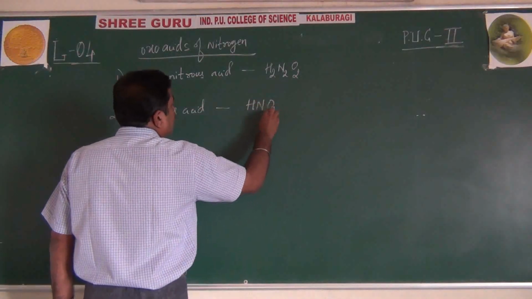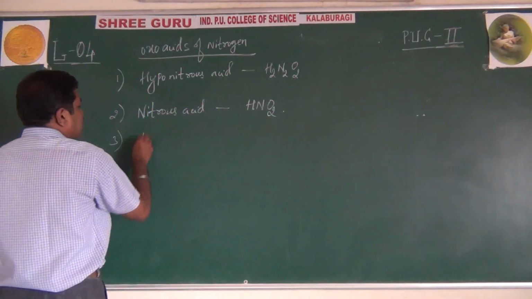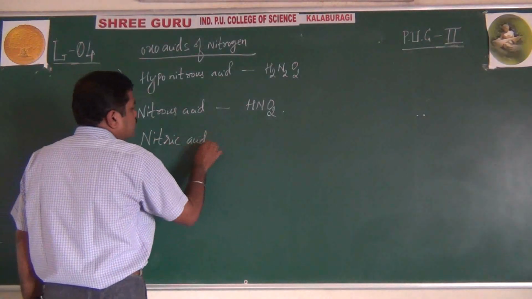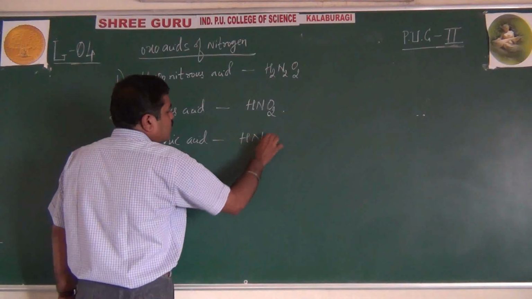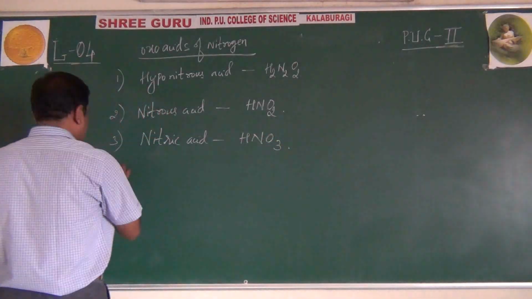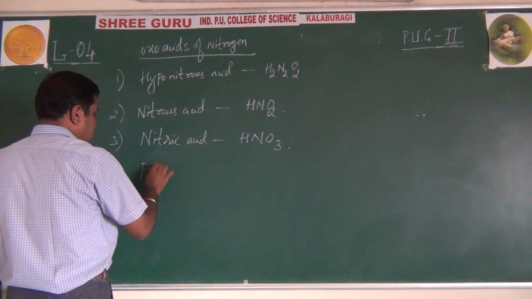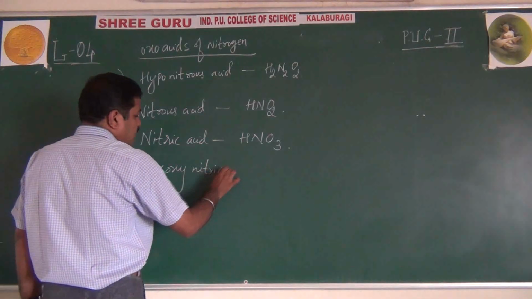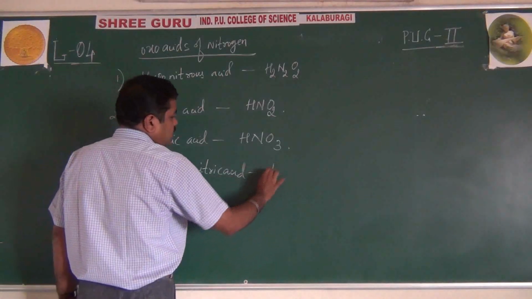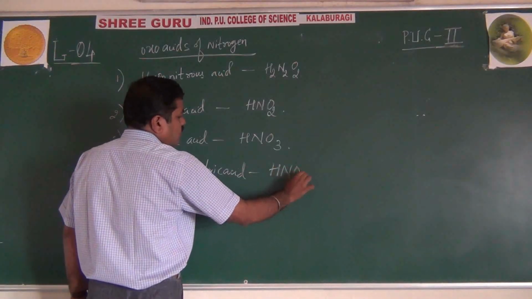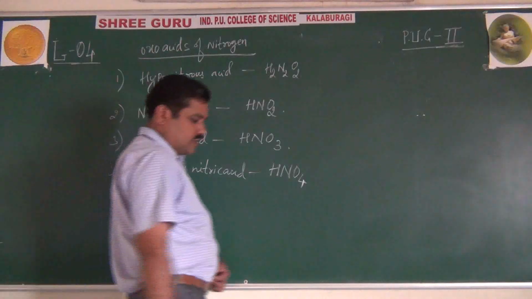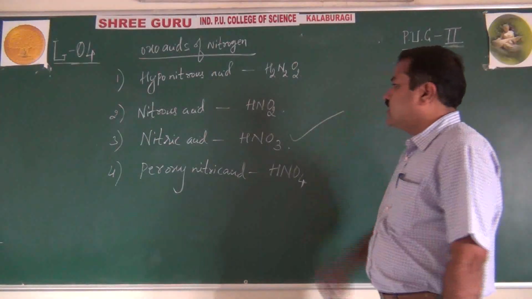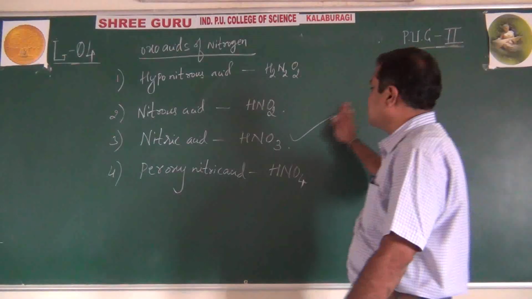Second, nitrous acid, HNO2. Then nitric acid, HNO3. Then peroxonitric acid. Out of these oxoacids, we will study only one example, that is nitric acid. What are the structures?